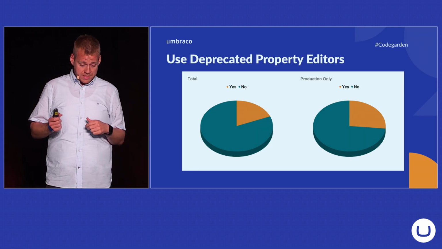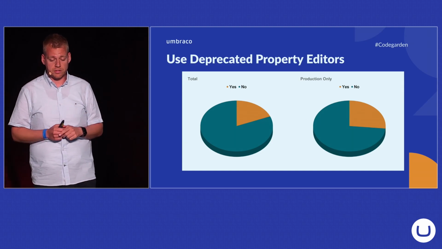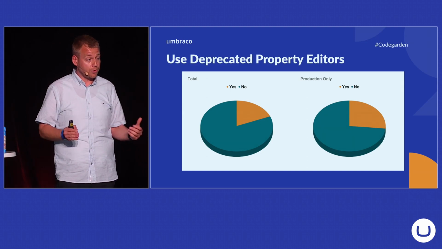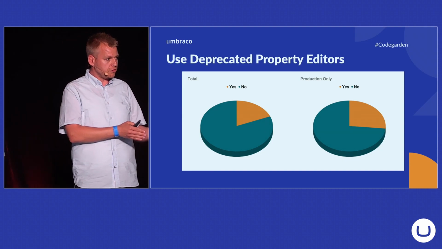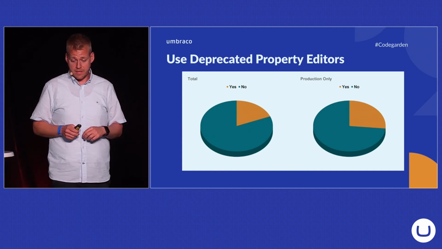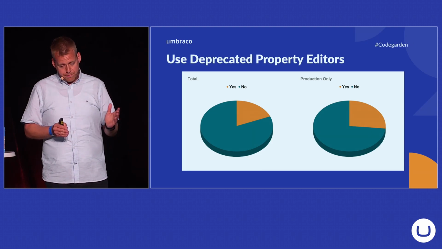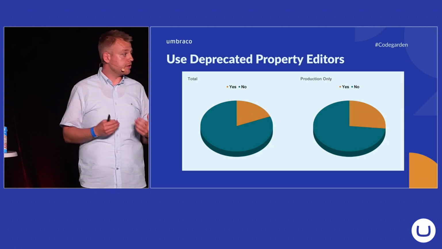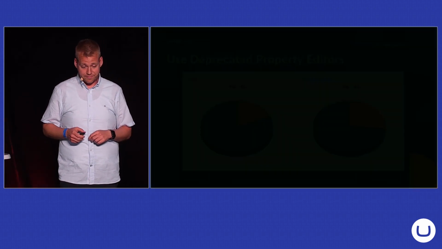This insight shows around 25% of production sites are using property editors that are deprecated. Please note that they're not necessarily deprecated in the versions you're using, but they are deprecated in the latest versions of Umbraco. If we look at the total number, it's a bit smaller. Maybe, hopefully, this indicates that new sites under development are not using these property editors.